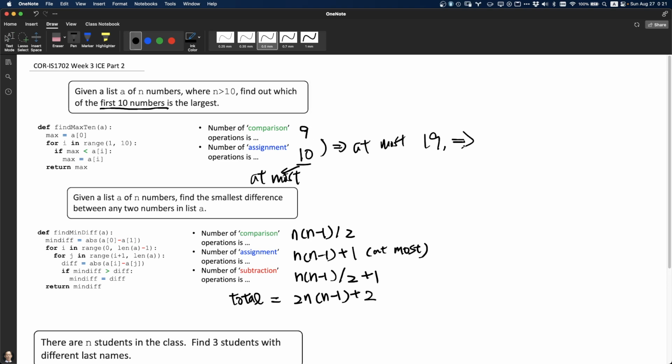right? So if you want to turn this count over here into big O notation, it's going to be big O 1, indicating that this is a constant time algorithm.